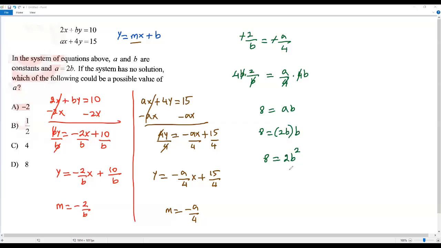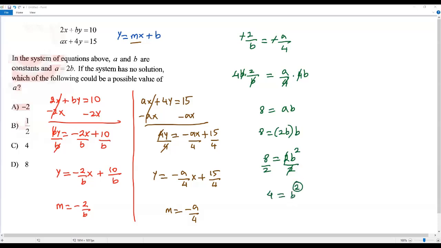Let's solve for b. Once we get the value of b, we can plug it into this equation and solve for a, because according to the question, we have to find the value of a. To solve for b, we have to get rid of all the values around b. First, let me divide both sides by 2. This 2 will cancel out, and 8 over 2 is just 4. So 4 equals b squared.